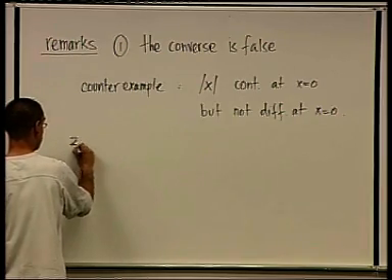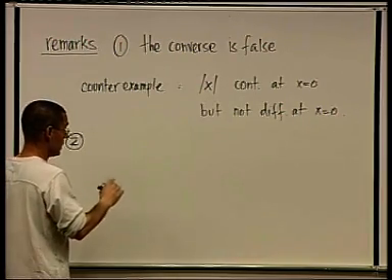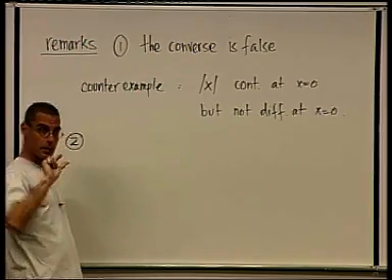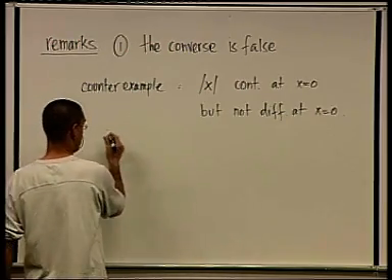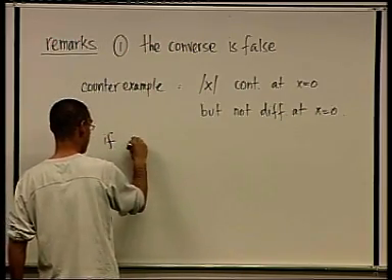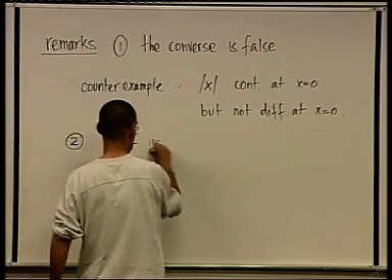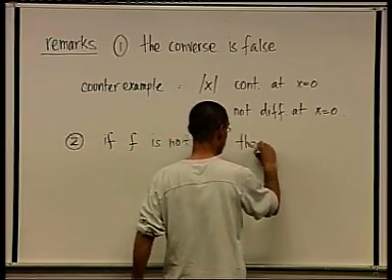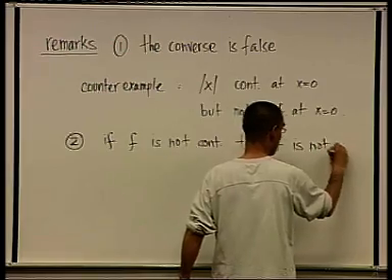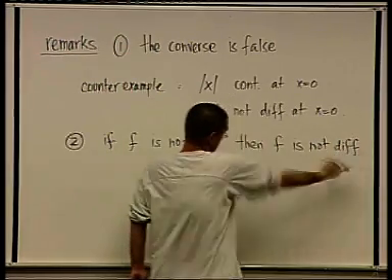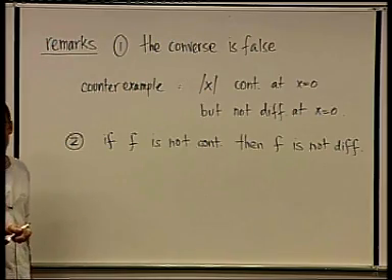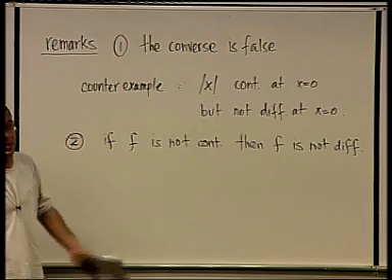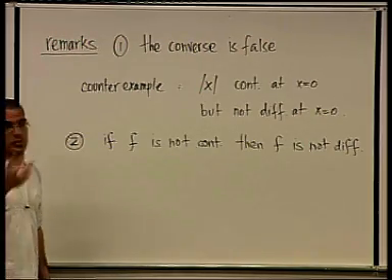The second remark is not going to be the converse; it's going to be re-saying the same statement, but in the contrapositive direction. So if f is not continuous, then f is not differentiable. Because if it were differentiable, it would have to be continuous. So one way of saying automatically that a function is not differentiable is, well, it's not even continuous, so of course it's not differentiable.